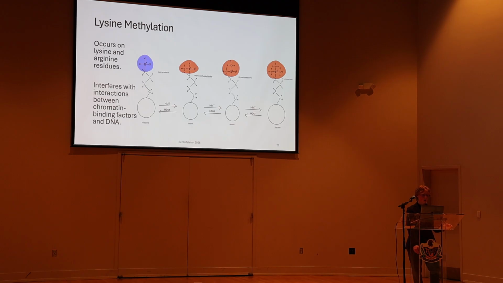Next, we have lysine methylation. It works similarly to lysine acetylation, being that the amino group is replaced with methyl groups, but it can happen as monomethylated, dimethylated, or trimethylated lysine, meaning it's attached 1, 2, or 3 times. This interferes with interactions between chromatin binding factors and DNA, and it can also help reader proteins switch genes on and off. In the image, you can see on the far left, unmodified lysine residue, highlighted in blue. And then you can see it being added by histone methyltransferase 1, 2, or 3 times. And it can be undone using histone demethylase.